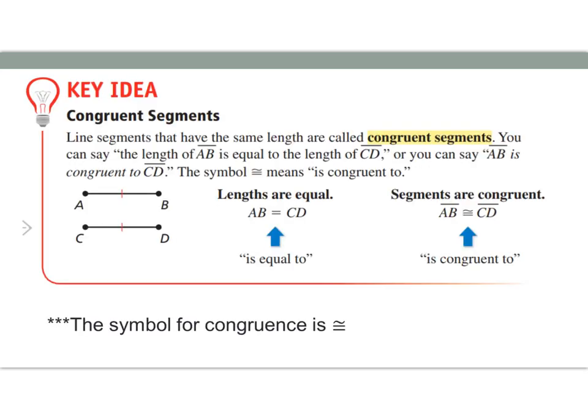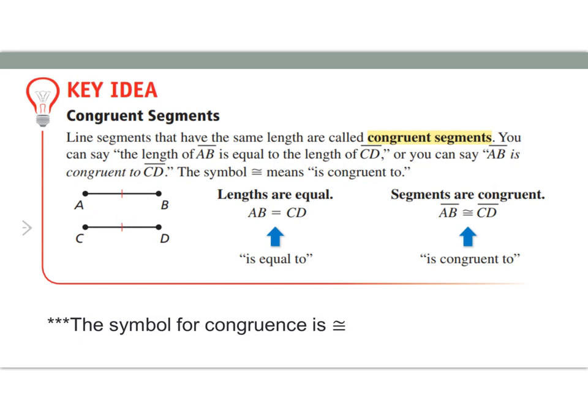Now that we've just learned how to create two line segments that are the same length, we're going to throw in a new term to you. And that new term is what we call congruent. So line segments that have the same length are called congruent segments. So in that previous example, we saw that segment AB is congruent to line segment CD.